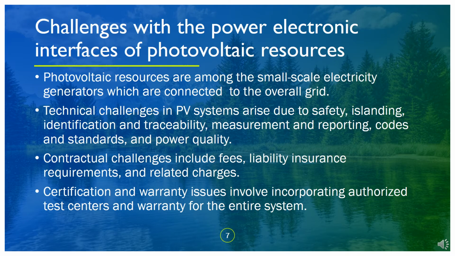Islanding is among the most common safety problems for photovoltaic systems. It can occur when a portion of the system comprising both generation source and loads is fully secluded from the system but remains energized. Contractual challenges include fees, liability insurance requirements, and related charges. Liability insurance is essential in protecting the workers and utilities in case of accidents attributed to the PV system's operations.